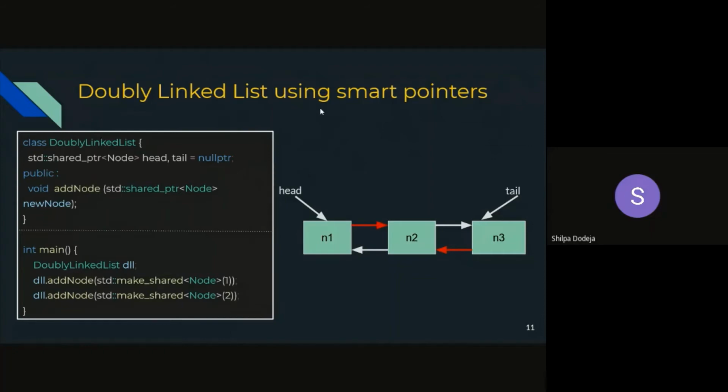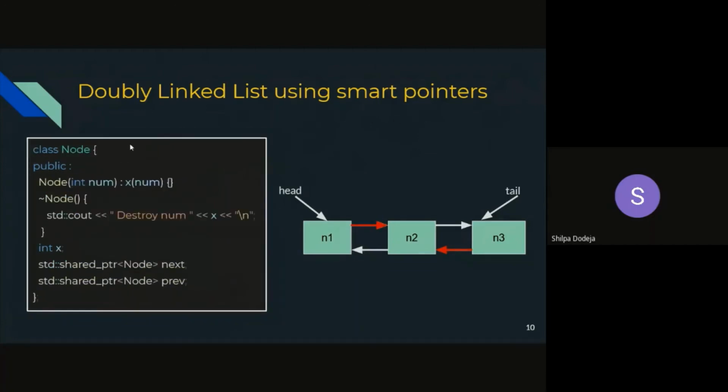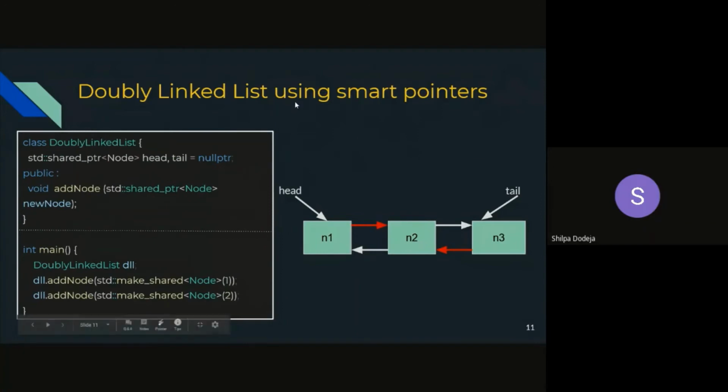But the N1 node is still being pointed to by the N2 node. Why? Because in my node, I have kept both the next and the previous nodes as shared pointers. So even though head goes out of scope, N2 is still pointing to N1. That means it is participating in the ownership. It is owning it. And similarly, N1 is also owning N2. Now N2 is also owning N3. So every node is owning every other node in the system.